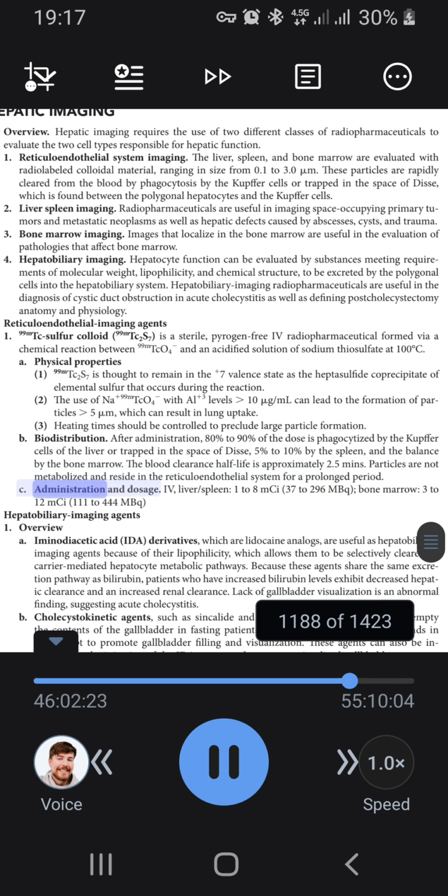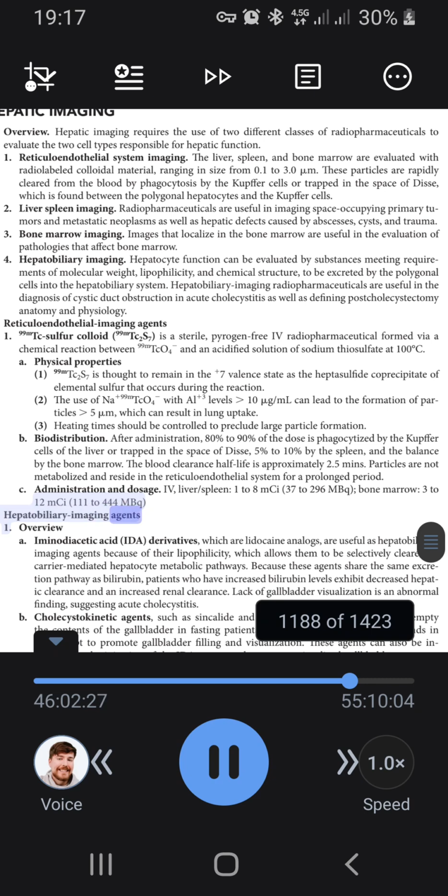C. Administration and dosage. IV, liver-spleen, 1 to 8 mCi (37 to 296 MBq). Bone marrow, 3 to 12 mCi (111 to 444 MBq).